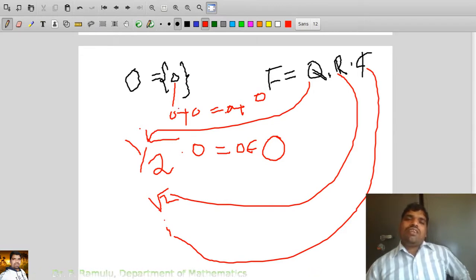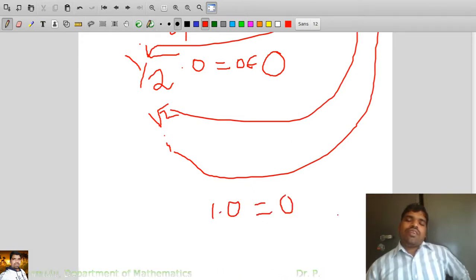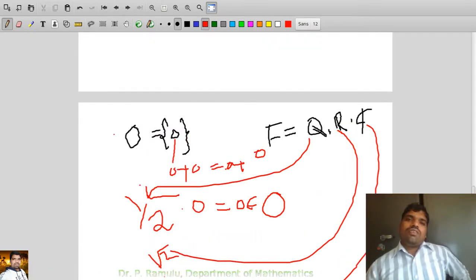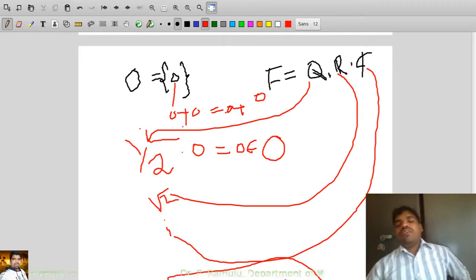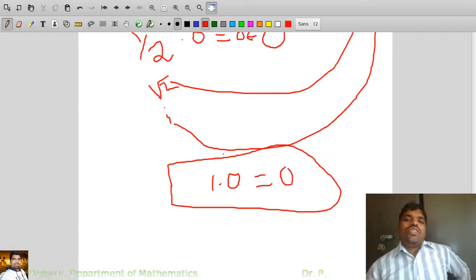The other thing is 1 dot 0 is equal to 0. The tenth condition is 1 dot 0 equal to 0, since 1 dot U is equal to U, right? Here 1 dot 0 equal to 0. This is the vector space condition. So that's why singleton 0 satisfies all properties of a vector space over any field, therefore O over F.